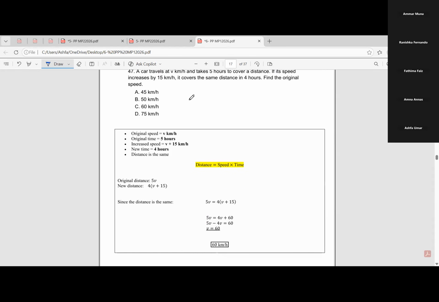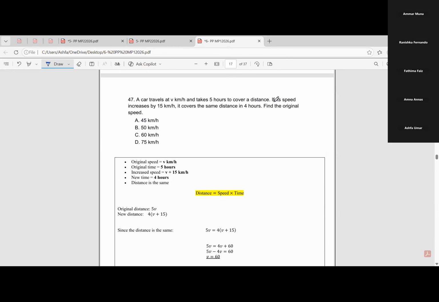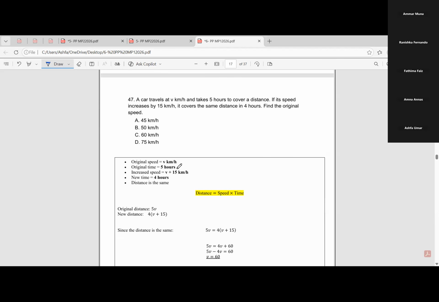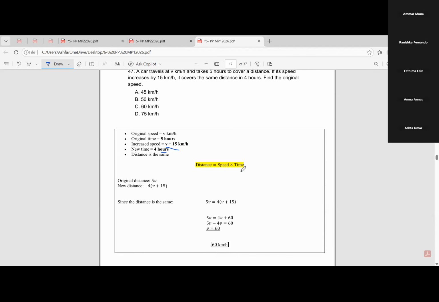Here as well, it says a car travels at 50 kilometers per hour and takes 5 hours to cover a distance. If its speed increases by 15 kilometers per hour, it covers the same distance in 4 hours, and it asks for the original speed. They have given the original speed as v and the original time as 5 hours. When the speed is increased, we get v plus 15 kilometers per hour as the speed, and the new time is 4 hours. So the distance is the same.